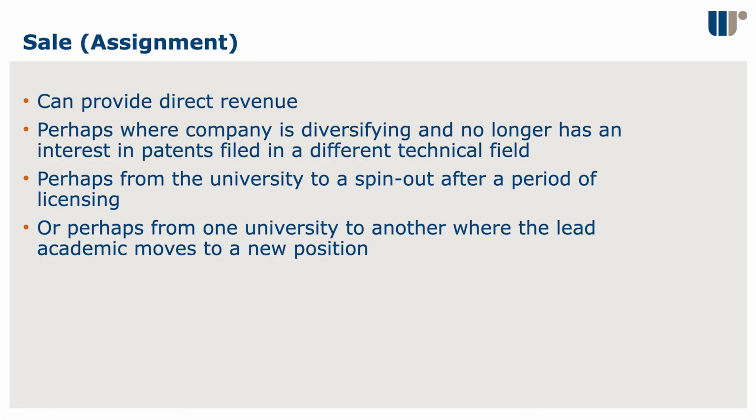The next application of intellectual property is its sale. The assignment of IP is analogous to the sale of any property, be it a house or a car. And the sale of any goods are generally in turn for direct revenue. IP is no different. The sale might occur where a company is diversifying and no longer has an interest in patents filed in a field that they're no longer working in. Another example of the sale of IP might be from the university to a spin-out, as already mentioned, after a period of licensing, or from one university to another where a lead academic moves to a new position.